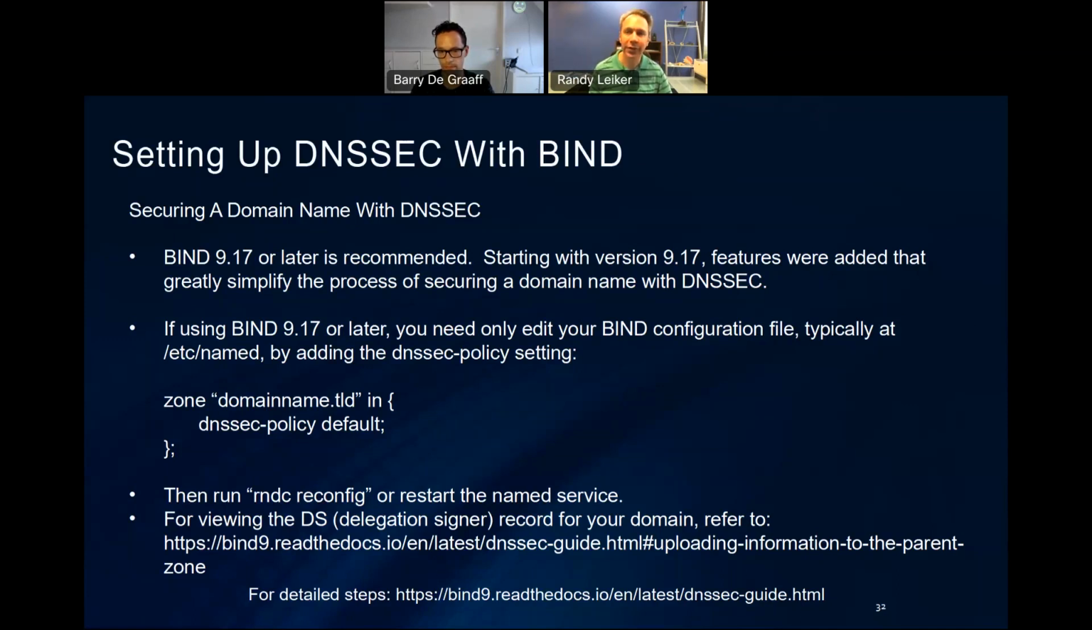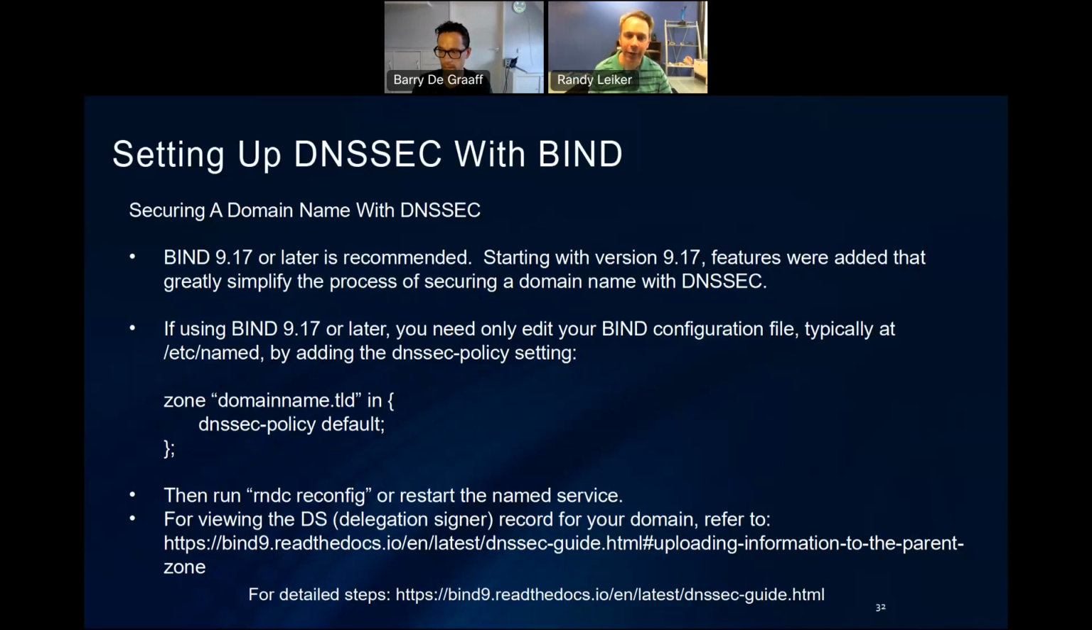If you're using at least version 9.17 or later, to secure a domain name with DNSSEC, you need only edit your BIND configuration file, typically in the /etc/named directory, and add the dnssec-policy default setting as shown on the slide. But if you're using an earlier BIND 9 version, you're going to need to instead refer to the URL at the very bottom of the slide for an in-depth walkthrough of how to manually configure DNSSEC for a domain name. Take my word for it, it is definitely worth upgrading your BIND server rather than the manual configuration step. Then have BIND reload its configuration using the rndc reconfig command, or just restart the named service.